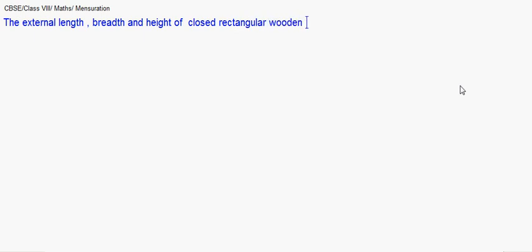I can write it down here. This is a different type of question. We need to find out the width of the wood that has been used. I'm writing it: the external length, breadth and height of a closed rectangular wooden box are 18 centimeters, 10 centimeters and 6 centimeters respectively.